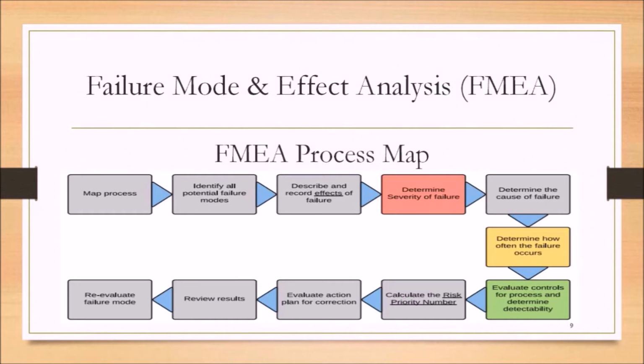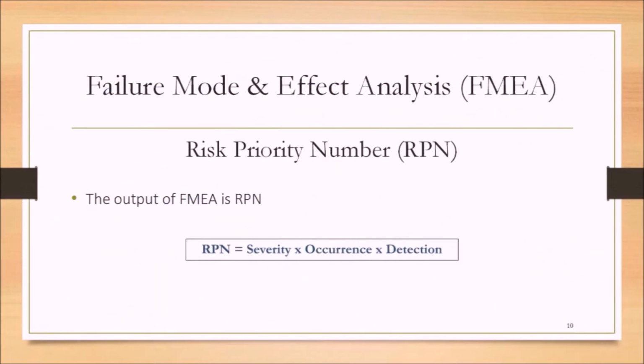After determining the cause of failure, next determine how often the failure occurs, followed by evaluating the controls for the process and determining detectability. What is RPN? RPN is the risk priority number. RPN is a measure used when assessing risk to help identify critical failure modes associated with the design or process. RPN has its own equation, which is RPN equals severity times occurrence times detection. So what are severity, occurrence, and detection? My group member will further explain in detail later.